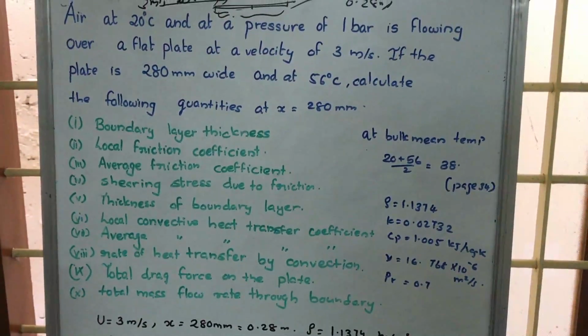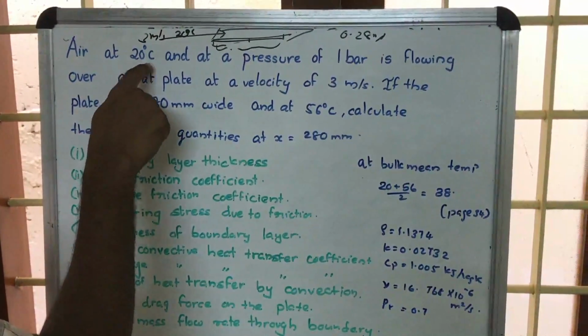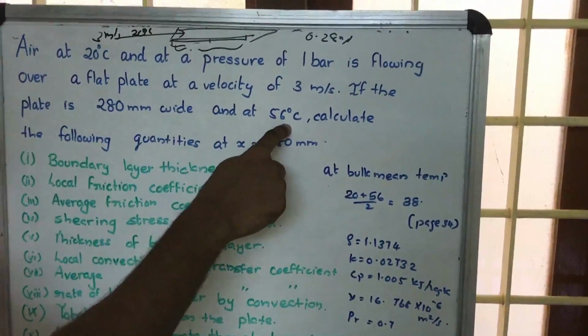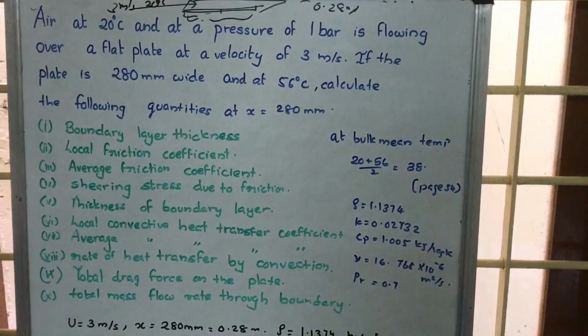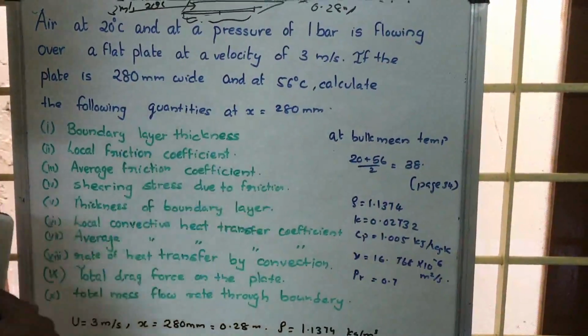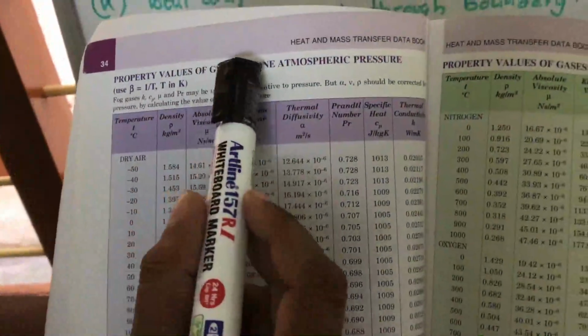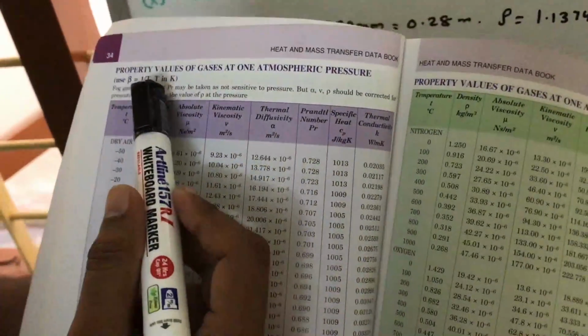The first thing that we should do is, here we are given air at 20 degrees and the plate at 56 degrees. We should take the average. So 20 plus 56 divided by 2, that is 38. After that, on page number 34, the property values of gases at 1 atmospheric pressure, that is 1 bar pressure, are given.